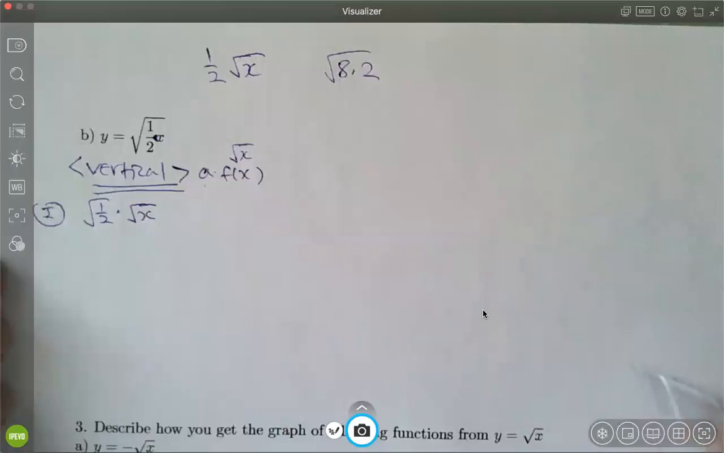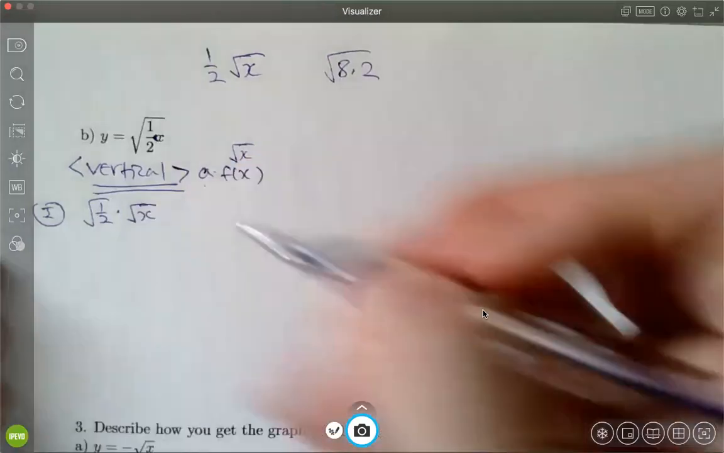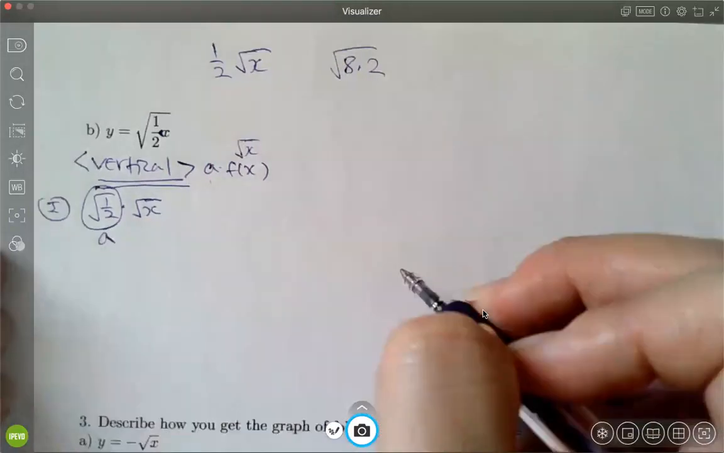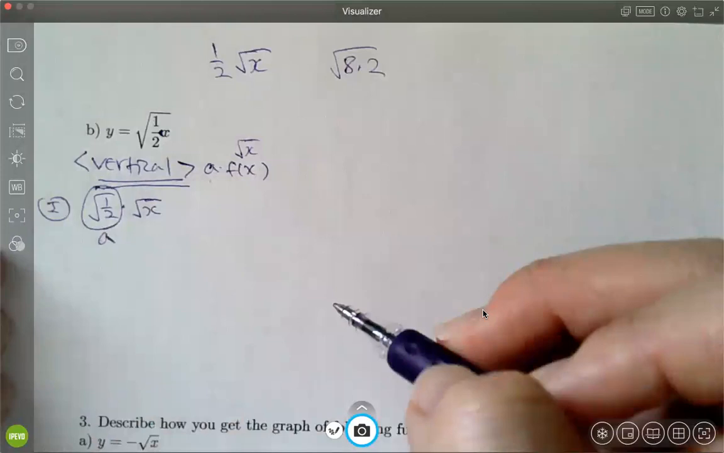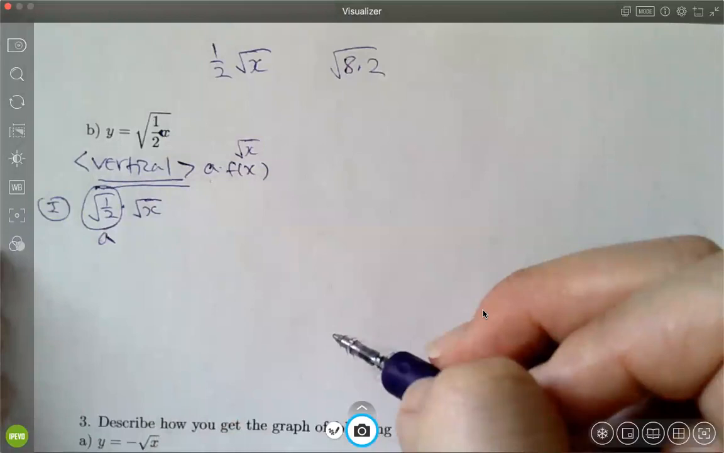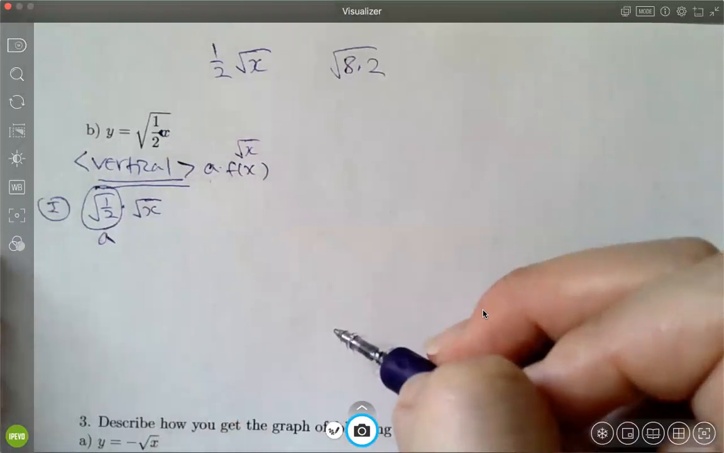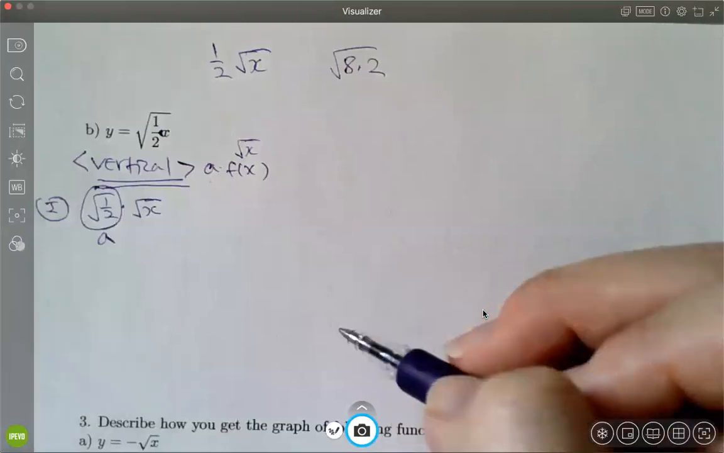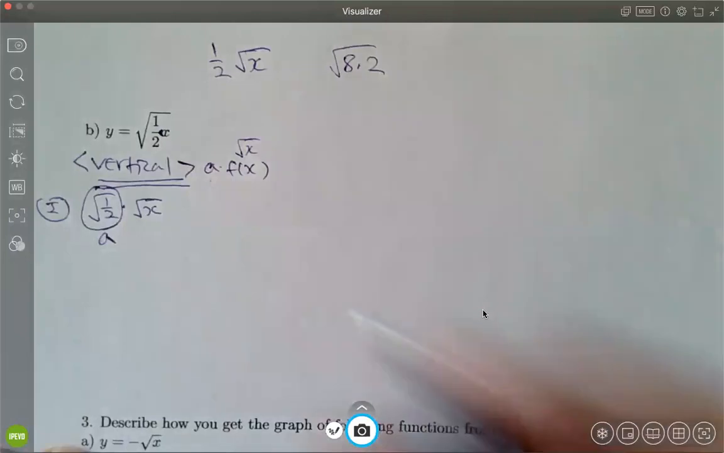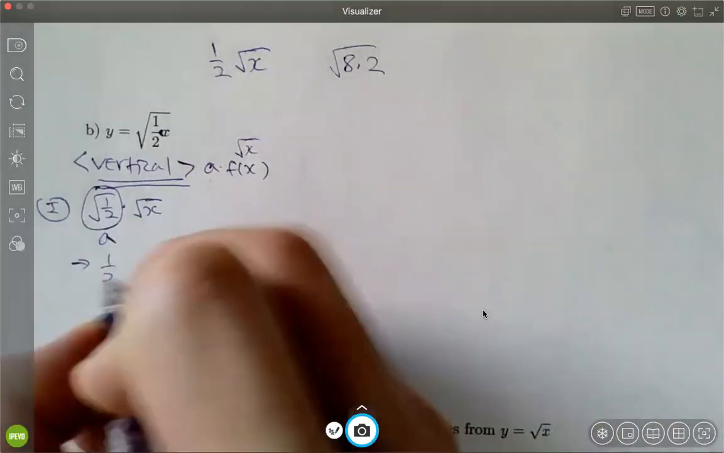Now, do you see the number in front of the function? What's the number in front? It's not the 1/2, right? It's the square root of 1/2. So that's the number in front. Now, is this less than 1 or greater than 1? Less than 1, yes. Do you see why? 1/2 is less than 1.